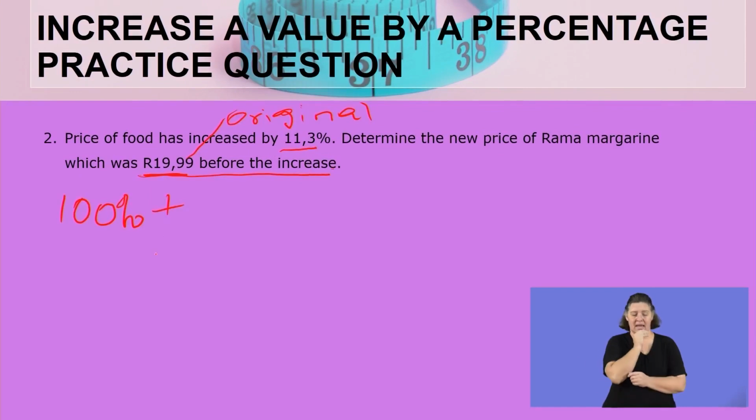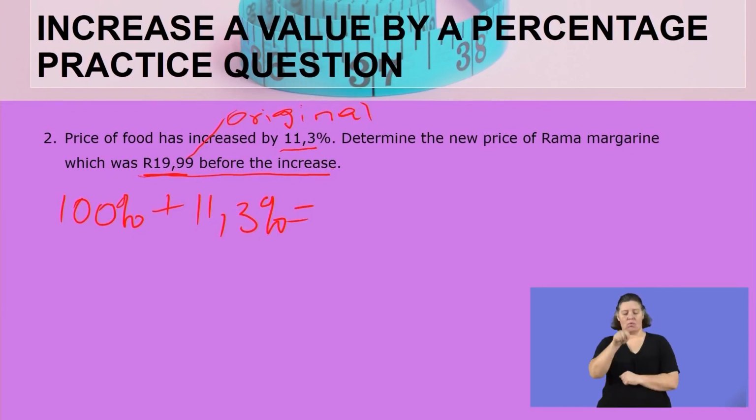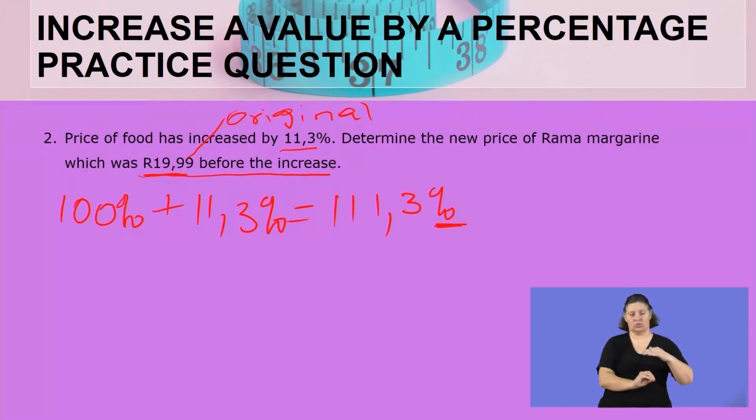So we'll take 100%, we add it to 11.3%. Let us add together. As we add together, we have 100 plus 11.3. Therefore, you are going to have 111.3%. That is the first step. And the next step now is to express your 11.3% as a fraction. And remember, because percent means that a value is part of 100, it means that we need to divide this by 100.